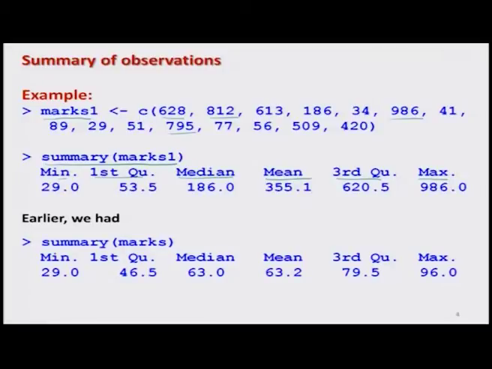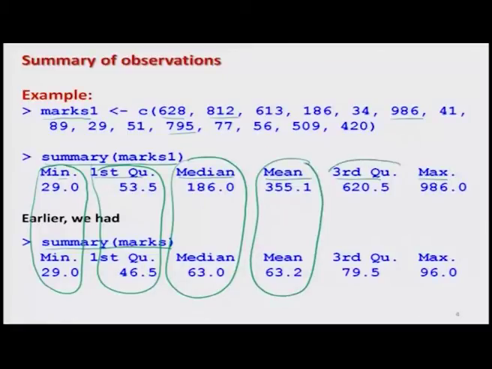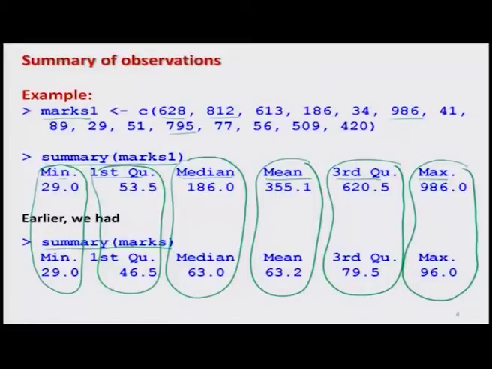And in the last example, we had the vector marks for which we had obtained the summary function like this one. Now, I can compare the minimum of the two data sets, the first quartile of the two data sets, the median of the two data sets, the mean of the two data sets, the third quartiles of the two data sets and the maximum of the two data sets.